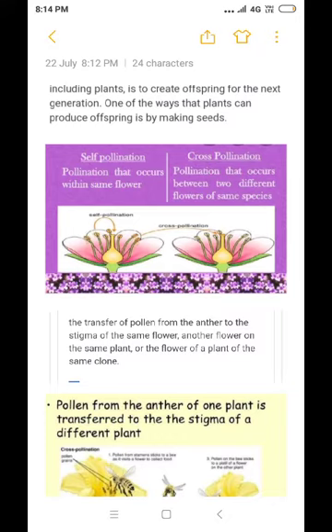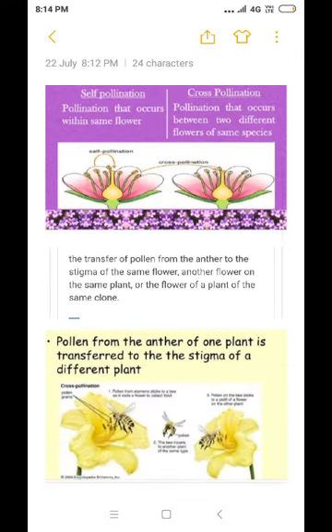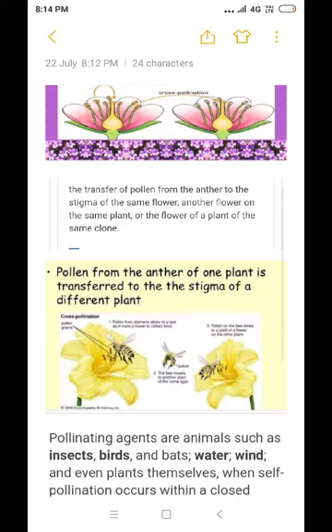Self-pollination. Pollination that occurs within the same flower is called self-pollination. Cross-pollination. Pollination that occurs between two different flowers of the same species is called cross-pollination. Self-pollination is defined as the transfer of pollen grains from the anther to the stigma of the same flower on the same plant or the flower of a plant of the same clone.